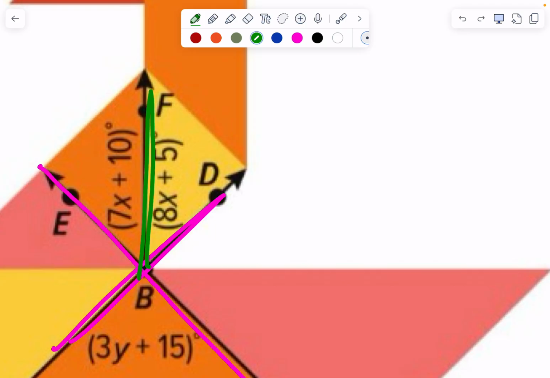Can we add them? What are they equal to if we add them? That's straight. Yeah, what's this angle right here? 90. They're equal to 90 degrees, right? Okay. So the one angle is 7x plus 10.